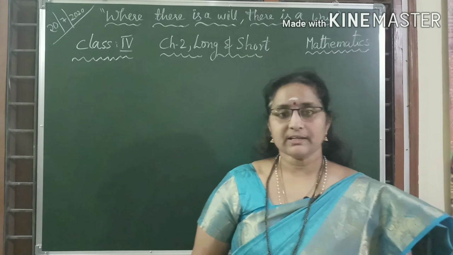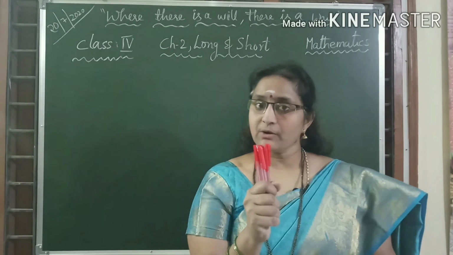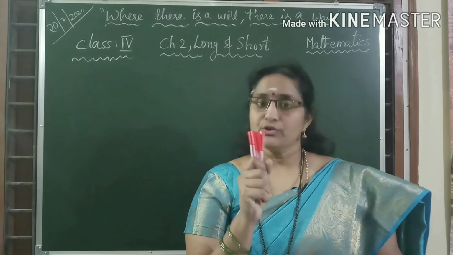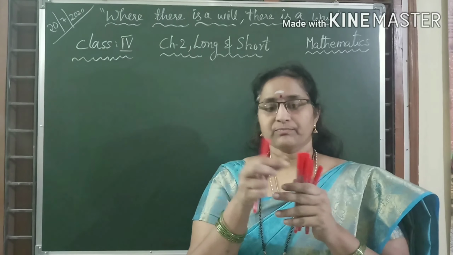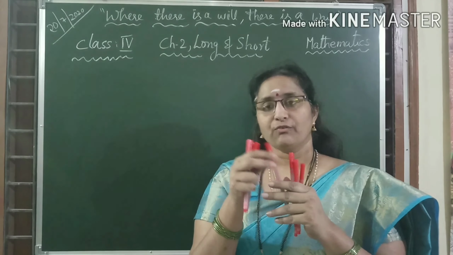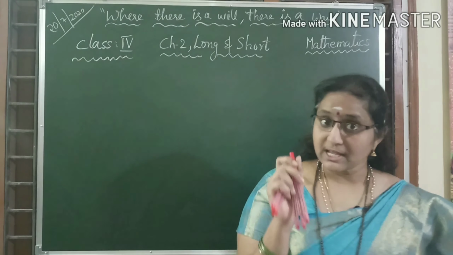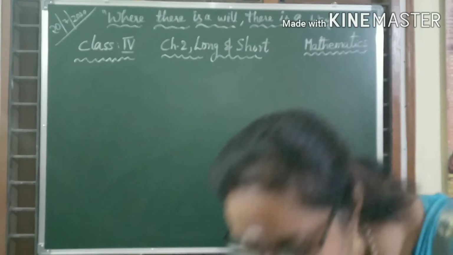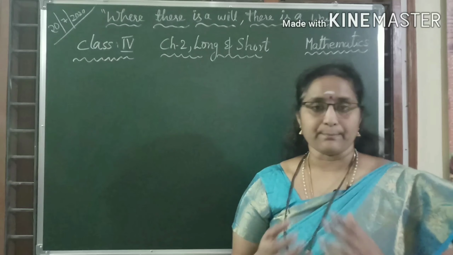Okay children? Children, here I have some pens. Can you say how many pens I have? How will you say how many pens I have? You will start counting from 1. Let us count. 1, 2, 3, 4, 5, 6, 7. How many pens I have? 7 pens. Okay. So these 1 to 7 are what we will say are numbers.